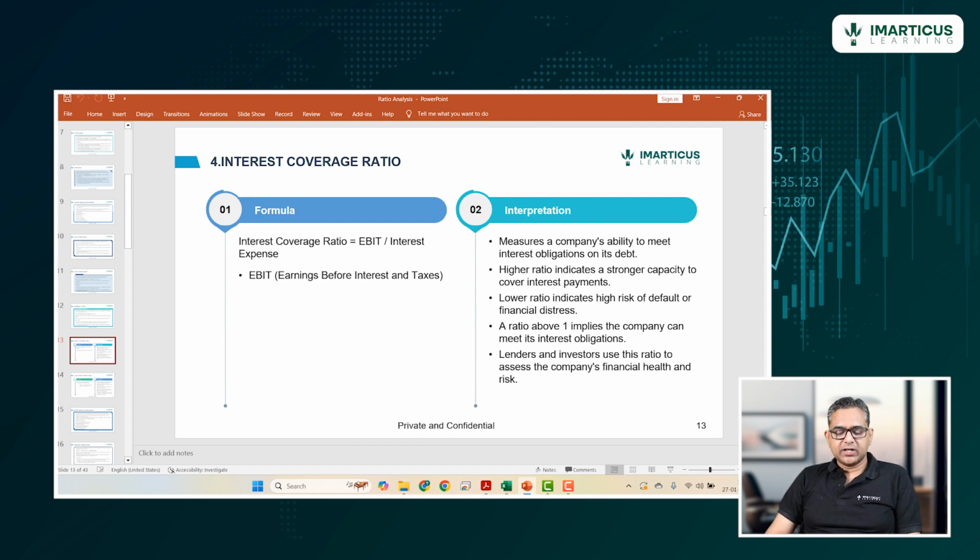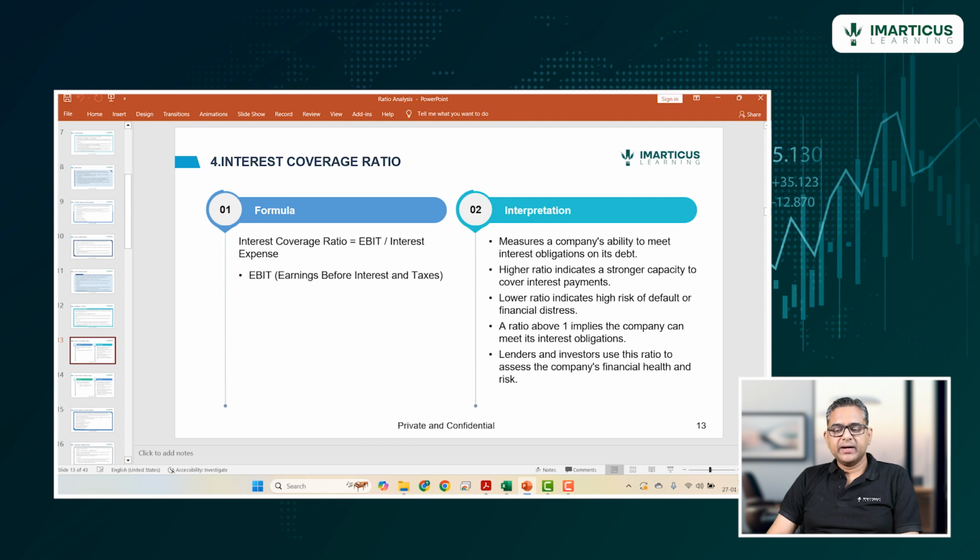Next, we have interest coverage ratio. It is again a part of solvency ratios only. Here, we are talking about the ability of the company to service its interest obligation, interest expense, right? So, as we know, whenever a company takes debt, they need to make regular interest payments. So, what is the ability of the company to timely pay its interest payments? That is measured through interest coverage ratio.